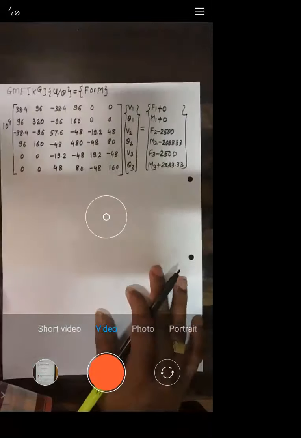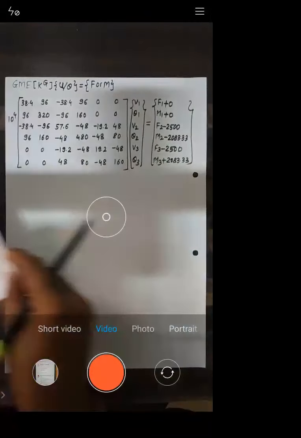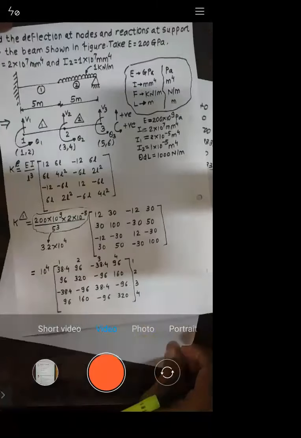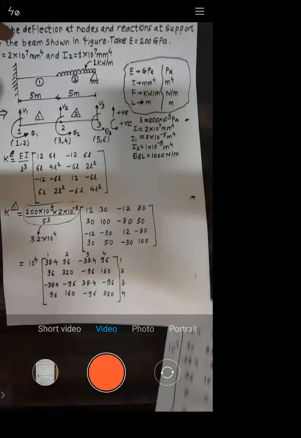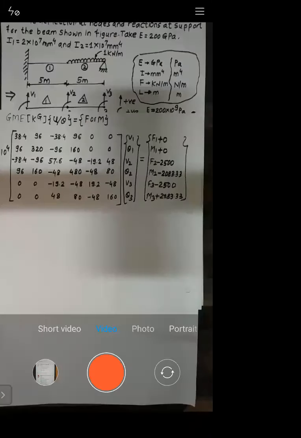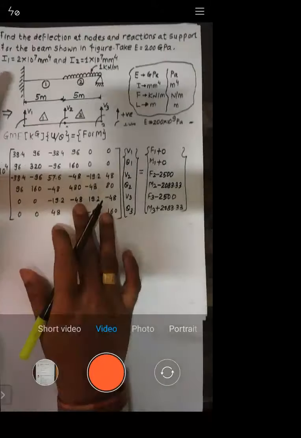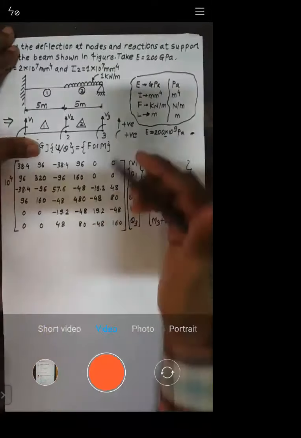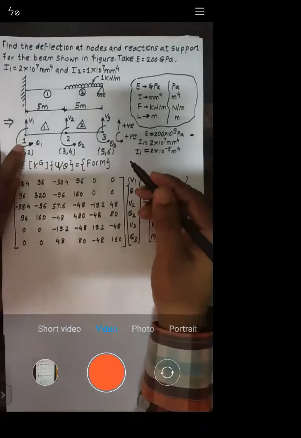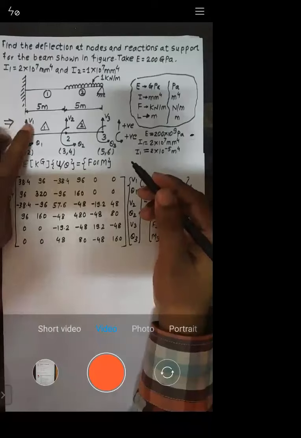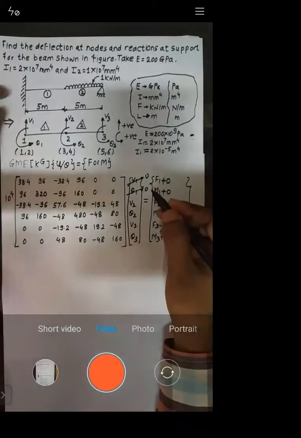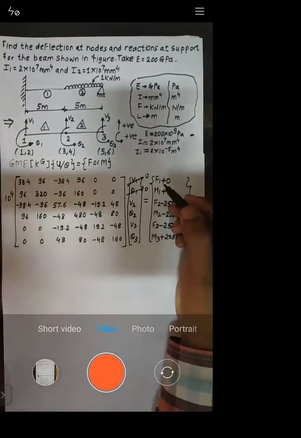Now, how to solve it? Tell me how we'll solve it. For that we need to go for checking the boundary conditions. So we're supposed to impose the boundary conditions. What are the boundary conditions? V1 and theta 1 are 0. See, at node number 1, the structure is fixed. That means V1 and theta 1 are 0. That means node 1 cannot move in any direction. Now come to the next points.